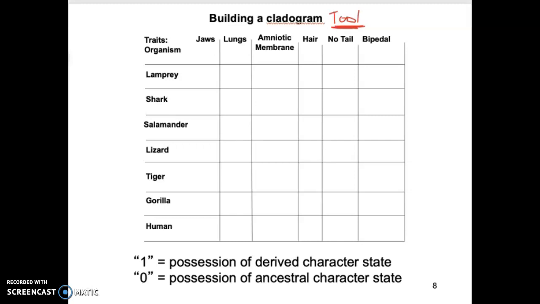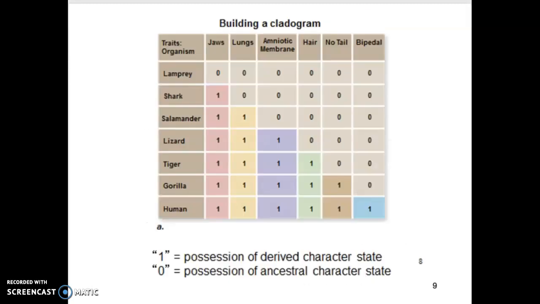If you have this derived character, this unique trait, you get a 1. If you don't have it, if it's ancestral, you have a 0. Okay? So it's kind of like the cooking show. We could fill this out, or, boom, here's what it looks like when it's filled out. So lampreys do not have any of these traits. Lampreys don't have jaws, lungs, amniotic membrane, hair, a tail, or bipedalism. So lampreys score a big fat 0. That's okay. They're still a cool fish. Still an important part of the ecosystem.